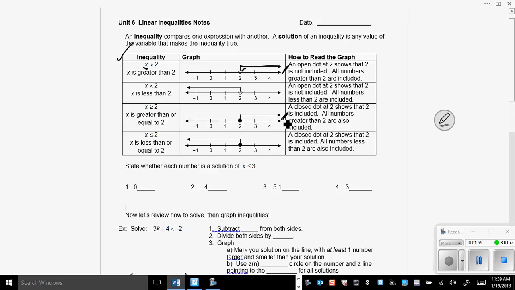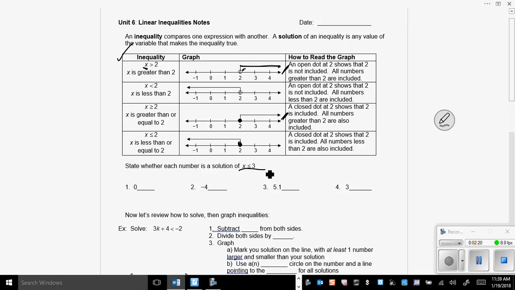All right, and the fourth and final one is simply x is less than or equal to 2. Again, we want to include the number 2 in our problem, so it's going to be circled or highlighted. It's going to be a closed circle. There you go.